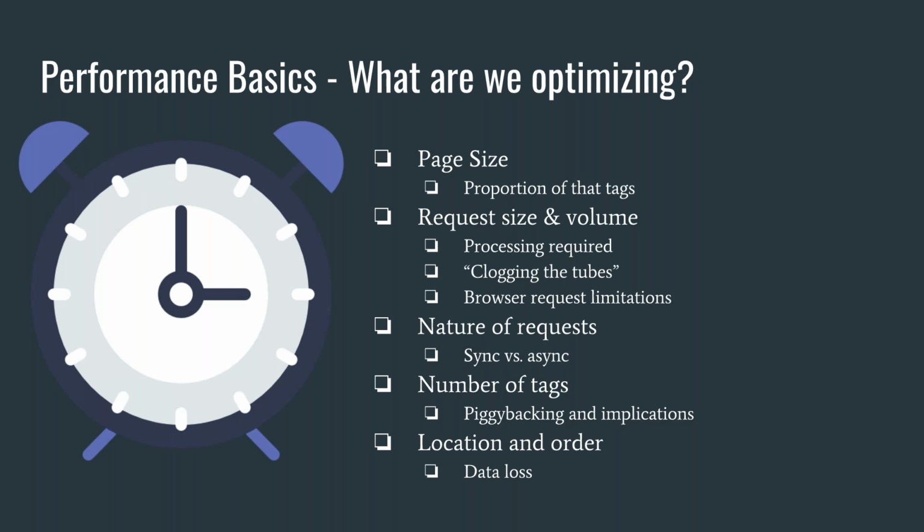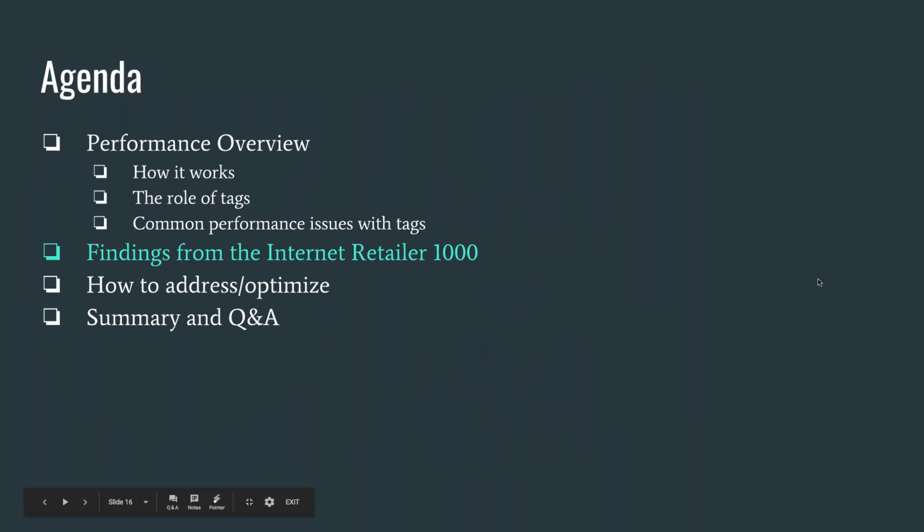And then also the location and order. And that goes back to that point I was just making about data loss. So we want to be able to optimize the order of tag load, and optimize the location of where those different tags are deployed, in order to be able to minimize any instances of data loss in those different key platforms. So that goes through the performance overview.